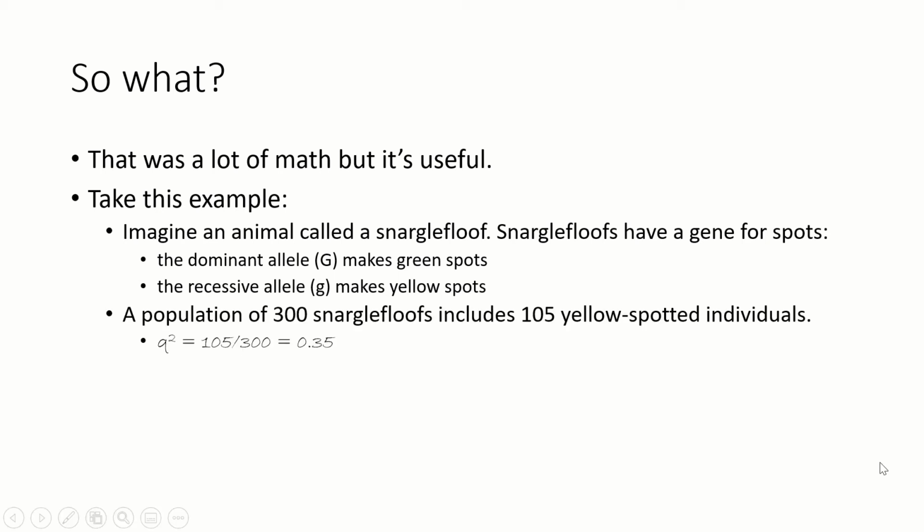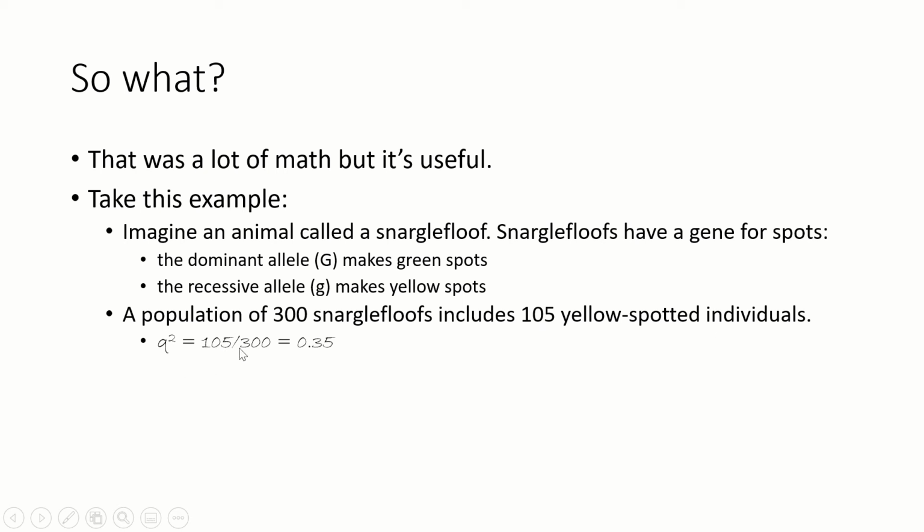So we have 300 snarglefloofs in our population, and we counted our population, and we realized that we have 105 yellow-spotted individuals. Now, we don't have to do genetic testing to figure out the genotype distribution of the rest of the population because we have our Hardy-Weinberg equations. And we know that the proportion of homozygous recessive individuals equals q squared.